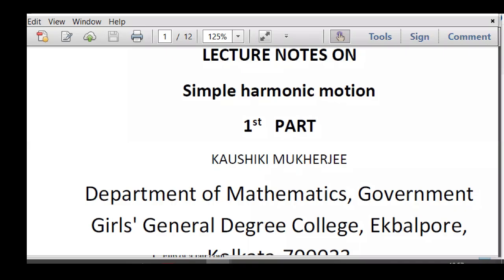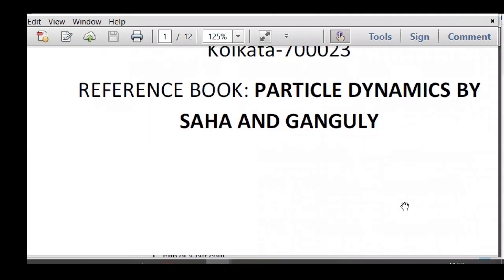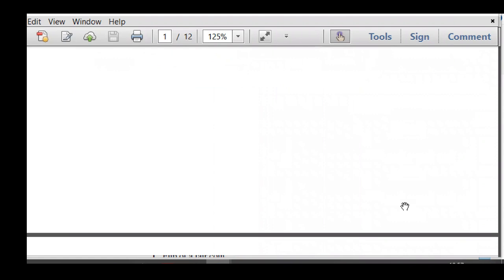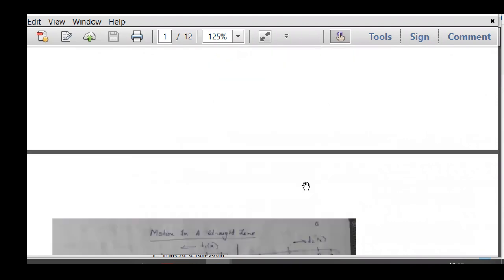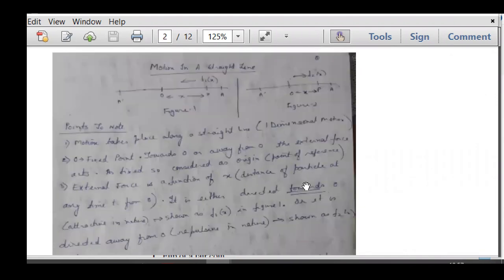So today we will start with simple harmonic motion. Before we start with simple harmonic motion, let us have a look at a few points regarding motion in a straight line, because simple harmonic motion is a specific type of motion in a straight line. Straight line means it is a one-dimensional motion.